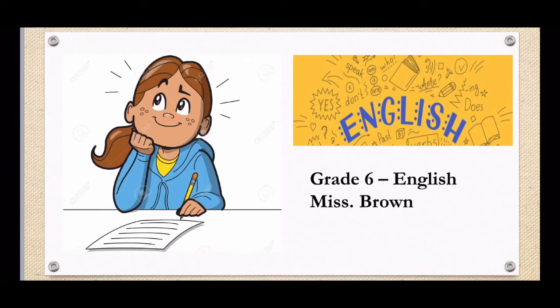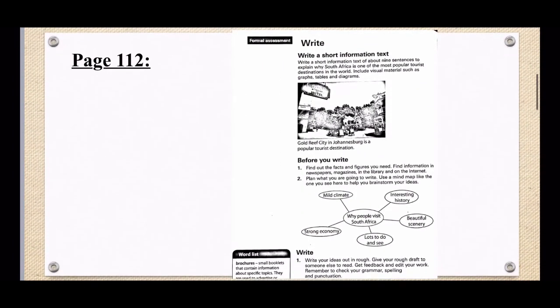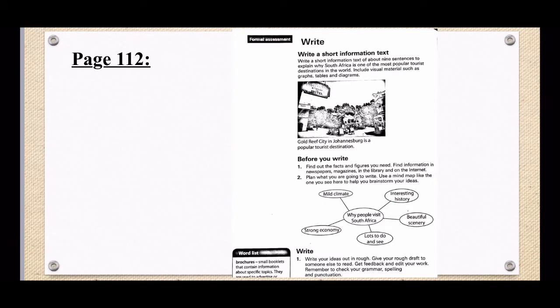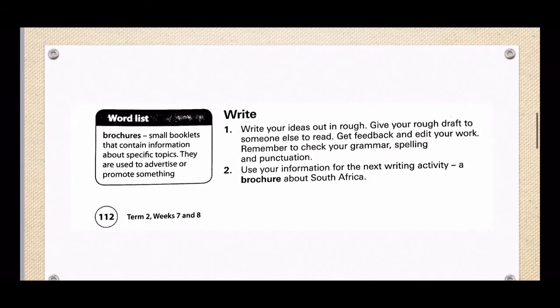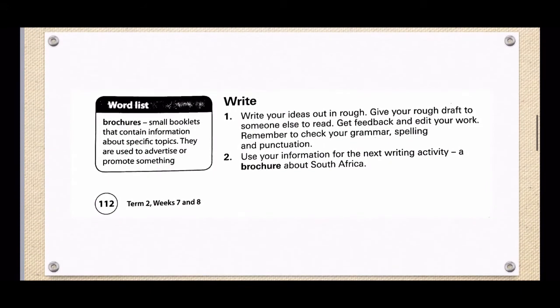So let's get started. Yesterday we learned about a short information text. You had to do your mind map and your paragraph about South Africa as one of the most popular tourist destinations. Right. So now we're going to continue to the bottom of page 112 and go to number 2. It says, use your information for the next writing activity, a brochure about South Africa.